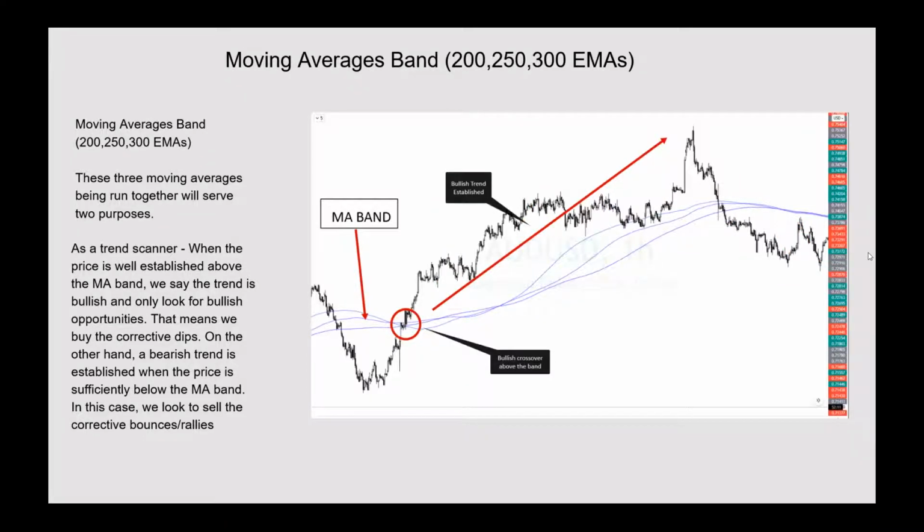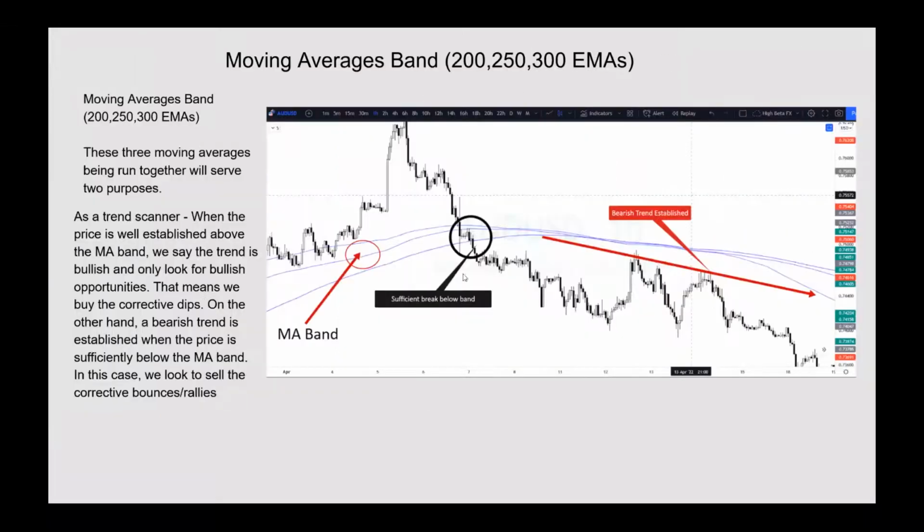Now, what is the second use of the moving average band? The second use is that we want to use them as support and resistance for our corrections. Remember, what we want to do is look for a trend. A trend consists of impulses and corrections, impulses and corrections. And remember, we said that we want to trade the end of the corrections. We want to identify the end of the correction and trade the next impulse.